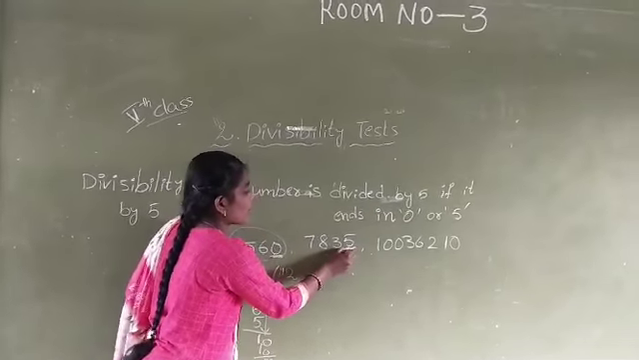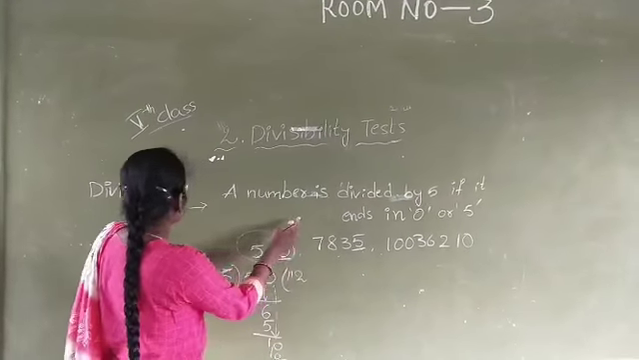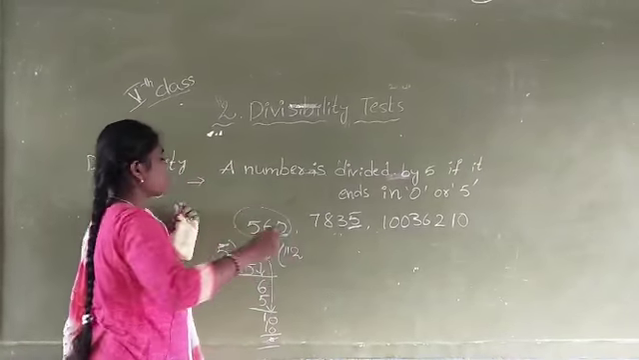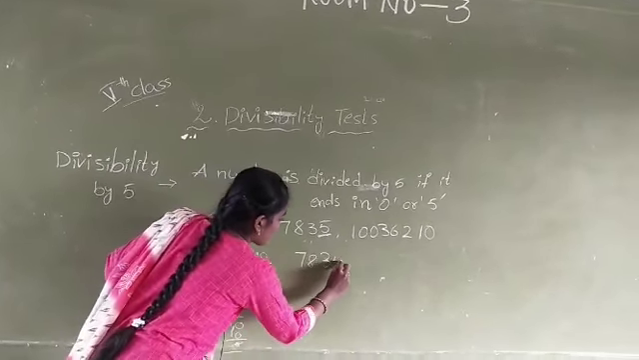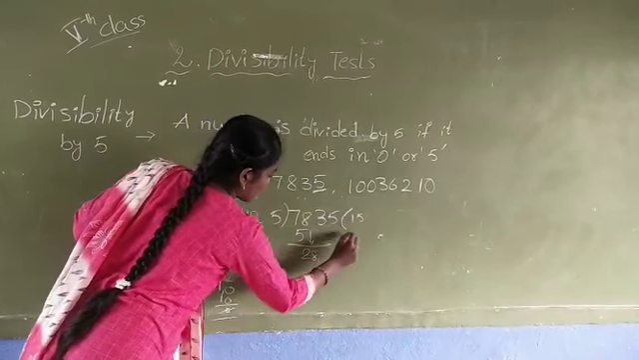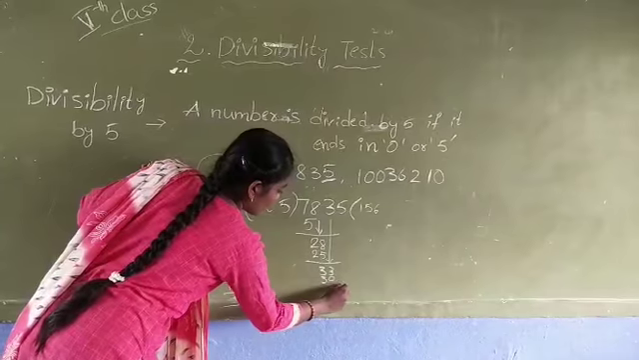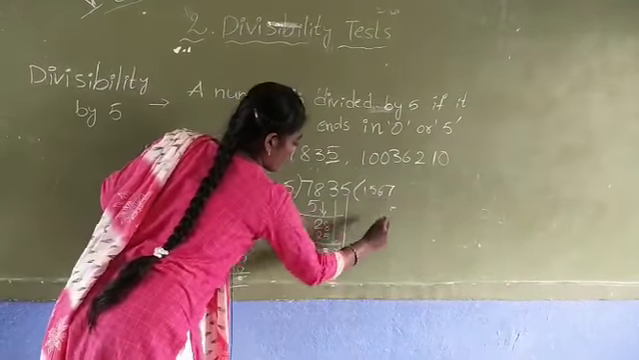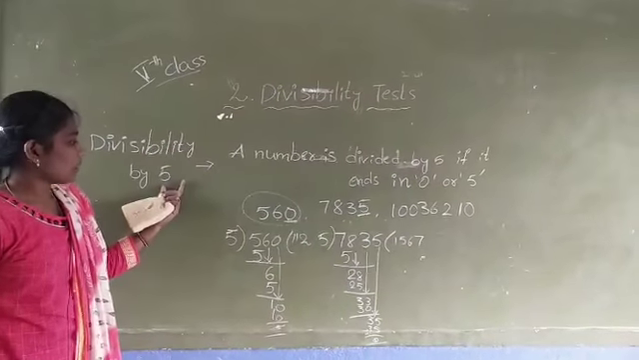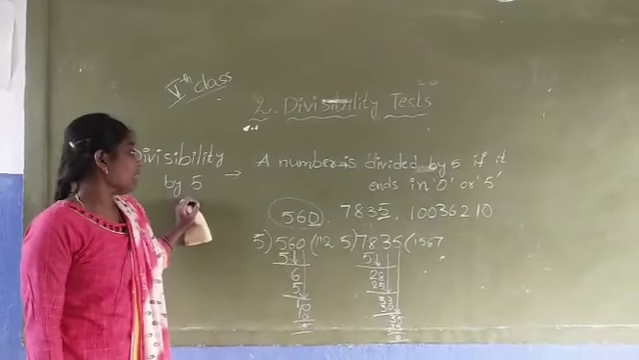In the same way, in this number the last digit is 5. What is the rule of the divisibility test of 5? A number ends with 0 or 5. This number ends with 5, so it must be divisible by 5. You have to check this. 5 ones are 5, 5 fives are 25, 5 sixes are 30, 5 sevens are 35. The remainder will be 0. So this number is also divisible by 5 because its last digit is 5. If a number ends with 0 or 5, it must be divisible by 5.